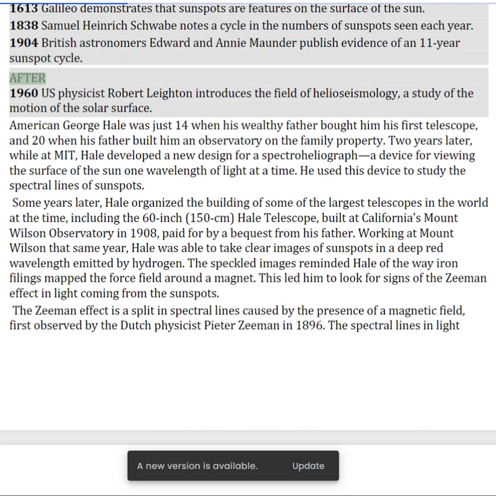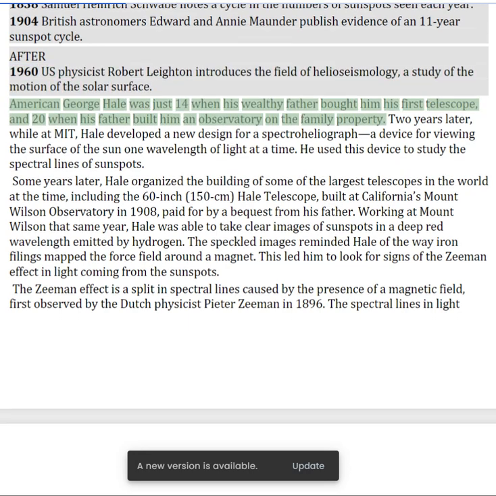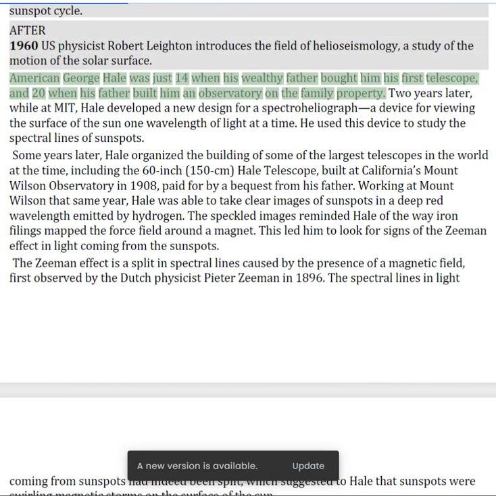After 1960, U.S. physicist Robert Leighton introduces the field of helioseismology, a study of the motion of the solar surface. American George Hale was just 14 when his wealthy father bought him his first telescope, and 20 when his father built him an observatory on the family property.